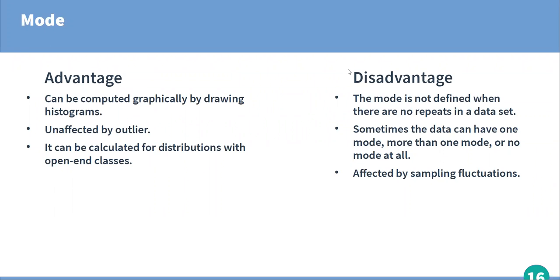The disadvantage of mode is that mode is not defined when there are no repeats in the data set. Sometimes in the data, we can have one mode or more than one mode or no mode at all. And it is affected by sampling fluctuations.